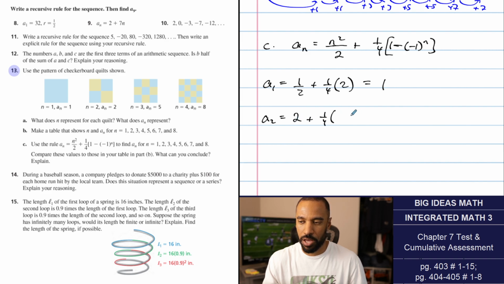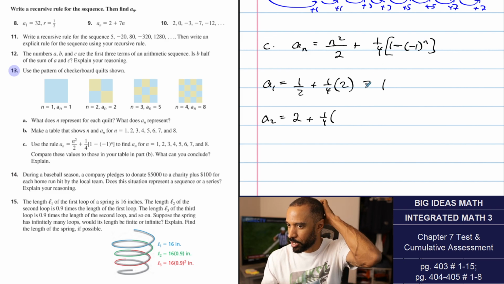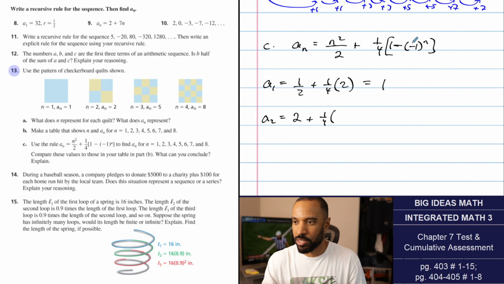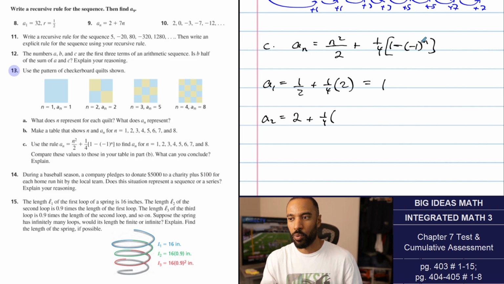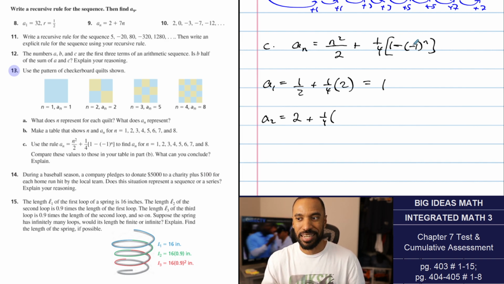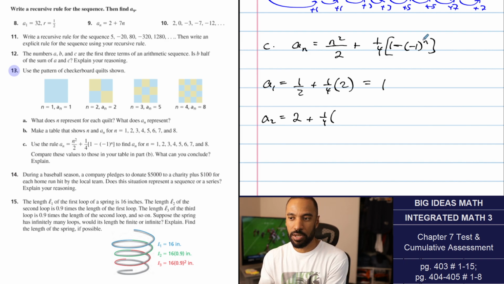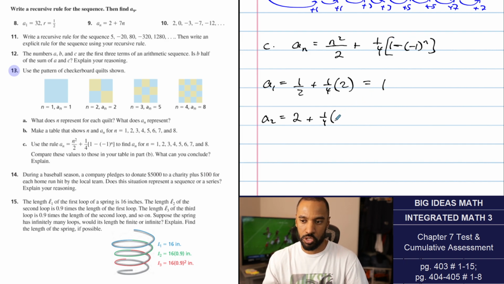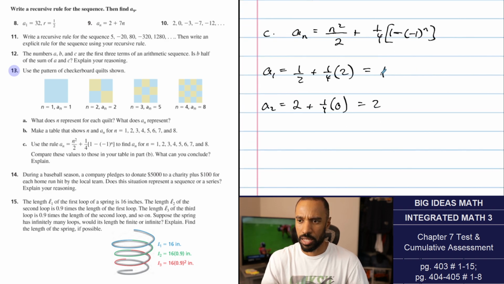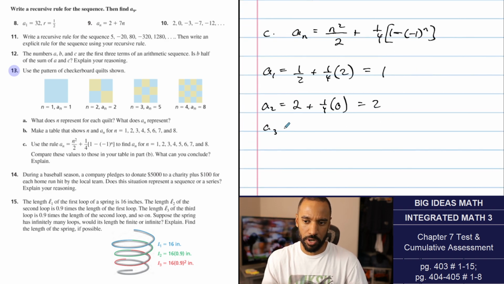Plus 1/4 of 1 minus. So each time here, what's going to happen basically is you're either going to add 1 or you're going to subtract 1. When it's an odd number, you're going to add 1 because 1 minus -1. When it's even, it's going to be a positive 1, and 1 minus 1 is 0. So this goes away, and this becomes 2. Is that right? That is right. So I think they're going to say, what do you notice? We're going to notice we get the same values, I think.